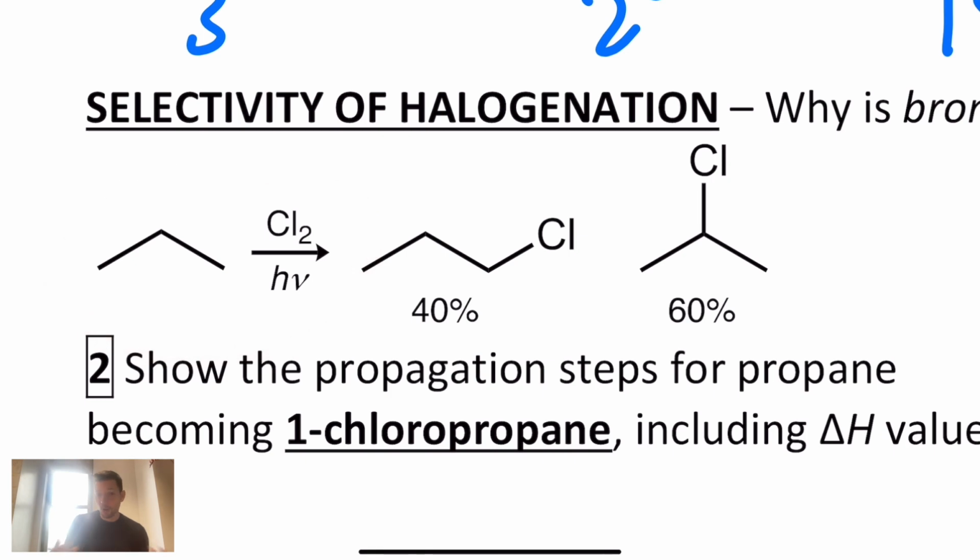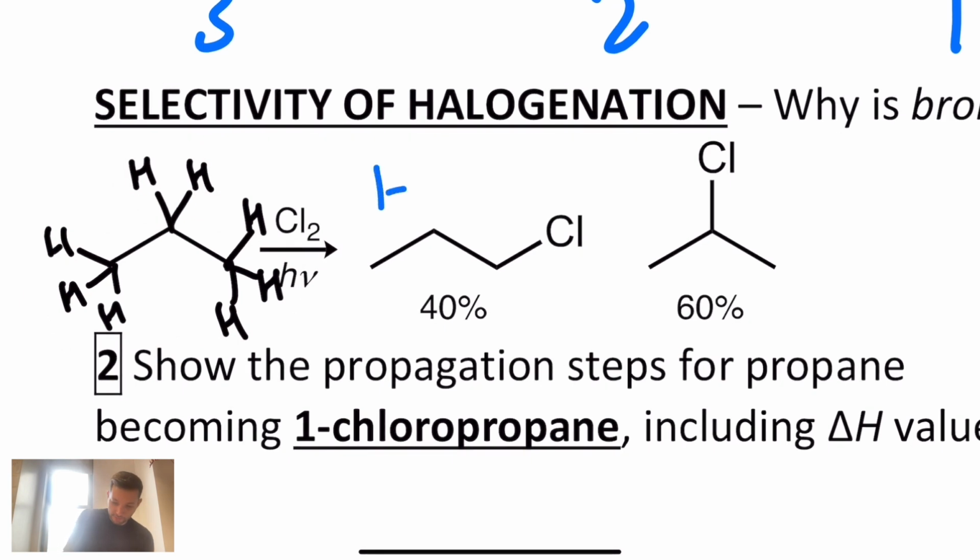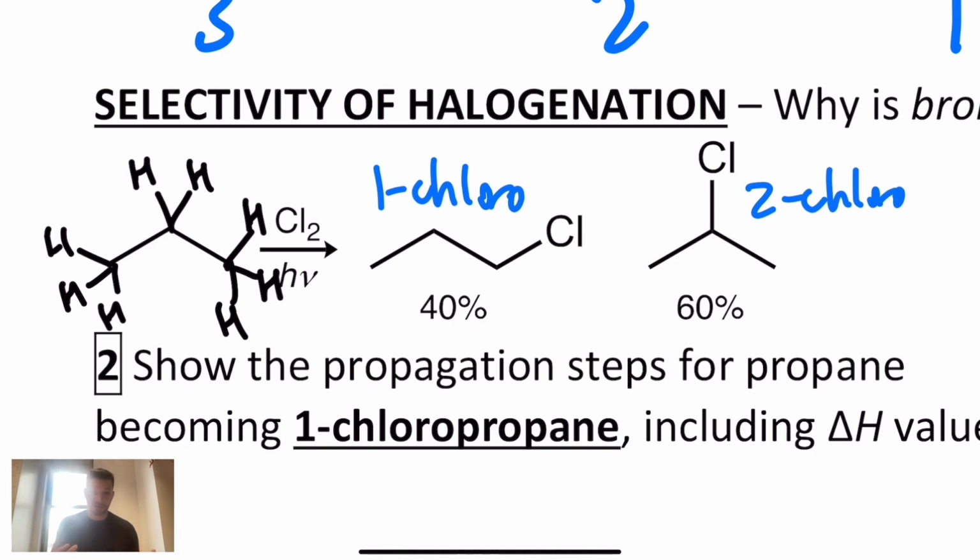Now, propane has a total of 8 hydrogens, but if I just draw in what they are, they're not the same. There's 3 primary H's on the left, there's 2 secondary H's in the middle, and then there's 3 primary H's on the right. So we've got 6 primaries and then 2 secondaries. So I might expect to see a 6:2 ratio of the primary product, the 1-chloro product, versus the 2-chloro product. But I don't see that. It's not a statistical breakdown based on just the abundance.